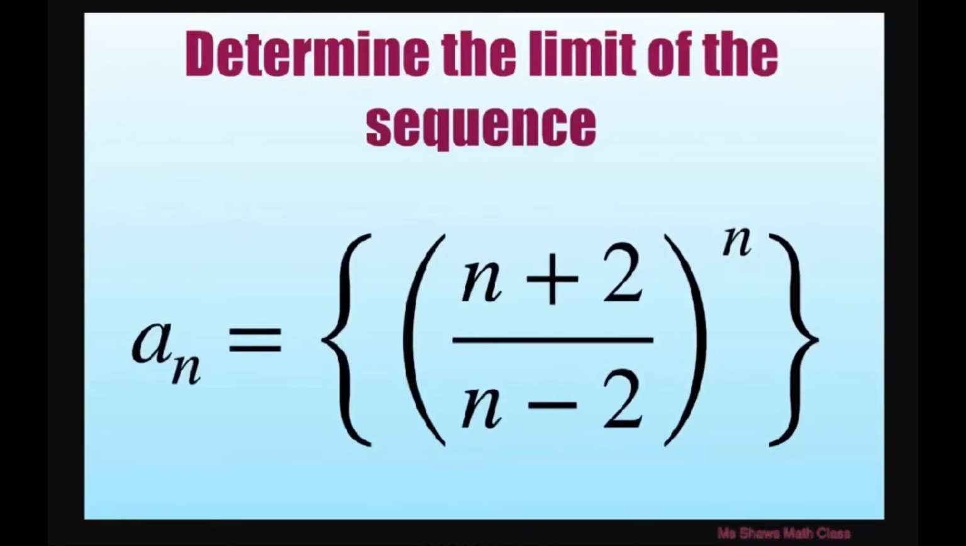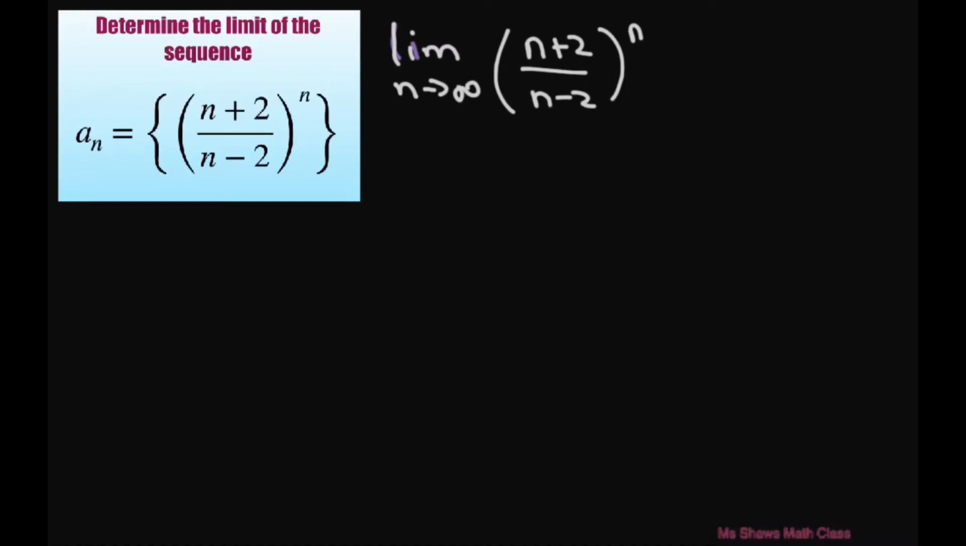Everyone, we're going to determine the limit of our given sequence. So let's get started, and we'll just take our limit as n approaches infinity of (n plus 2 divided by n minus 2) to the power of n. Now, if you take the limit, you get 1 to the power of infinity, which is an indeterminate power.